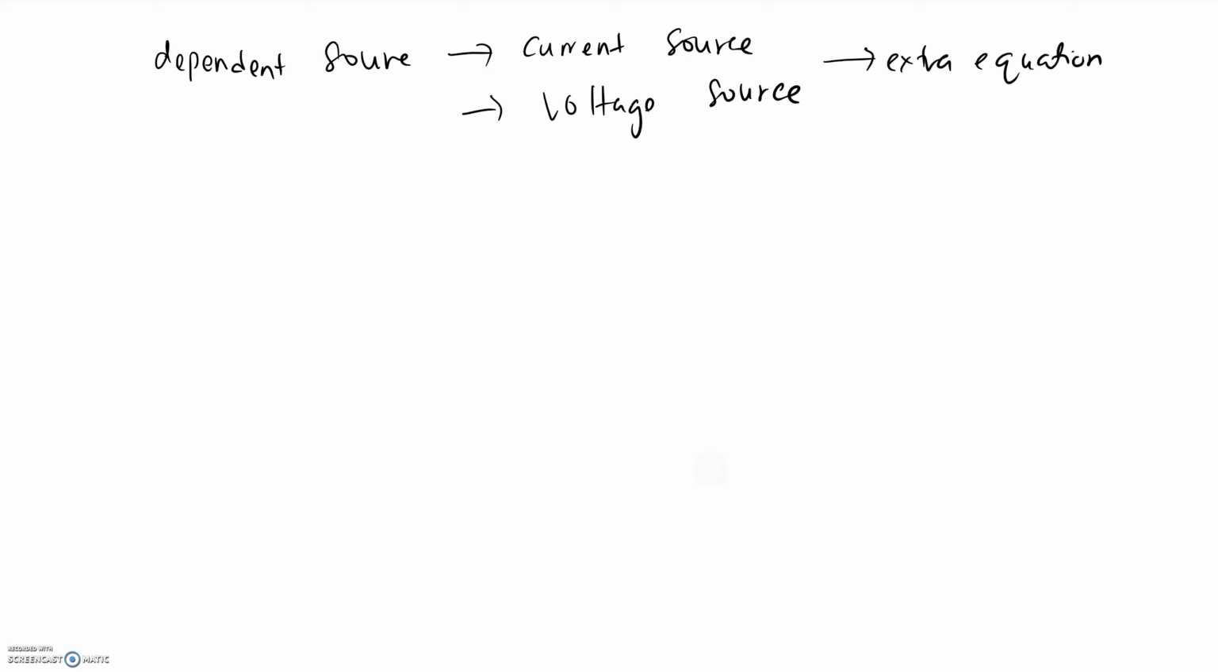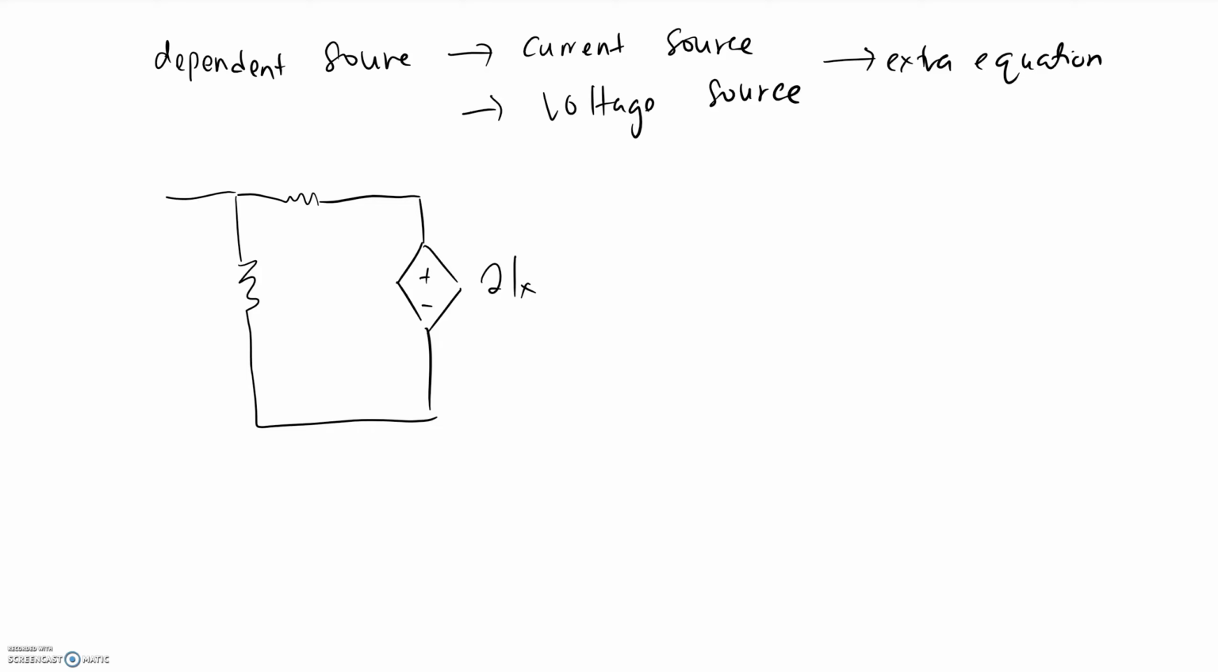Okay. For example, if there is a voltage source, for example 2ix. Okay. So there must be a location of the ix. For example, I choose here ix. So I select this one as V2, for example. Here is the R2. Okay.